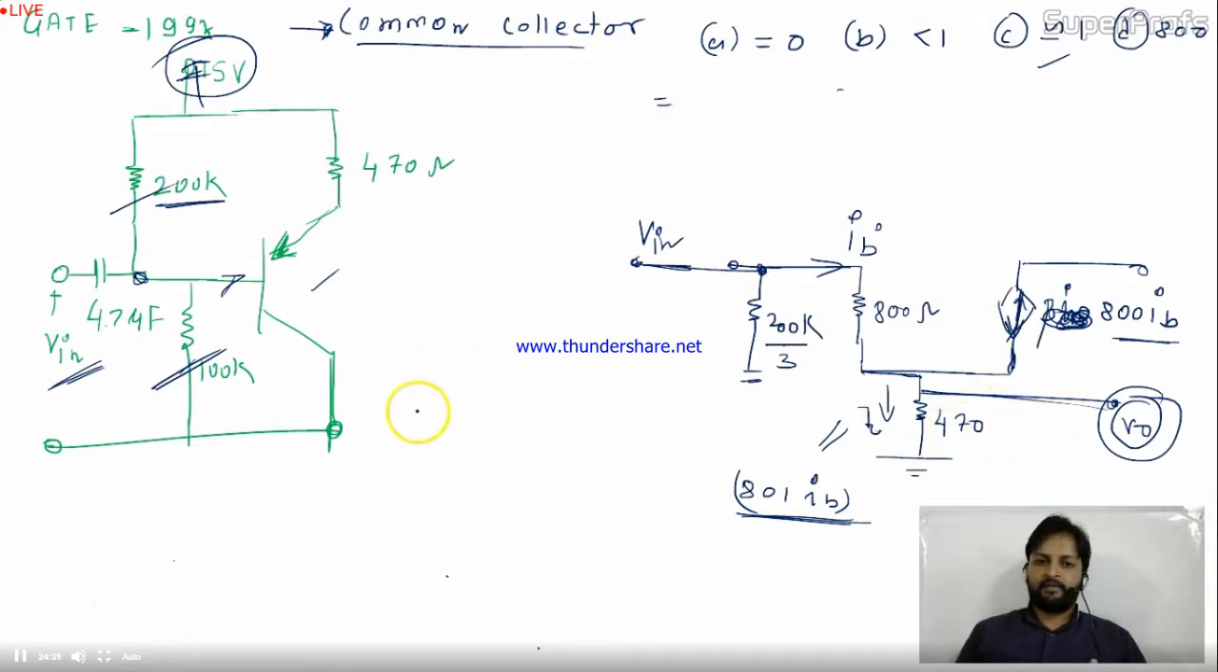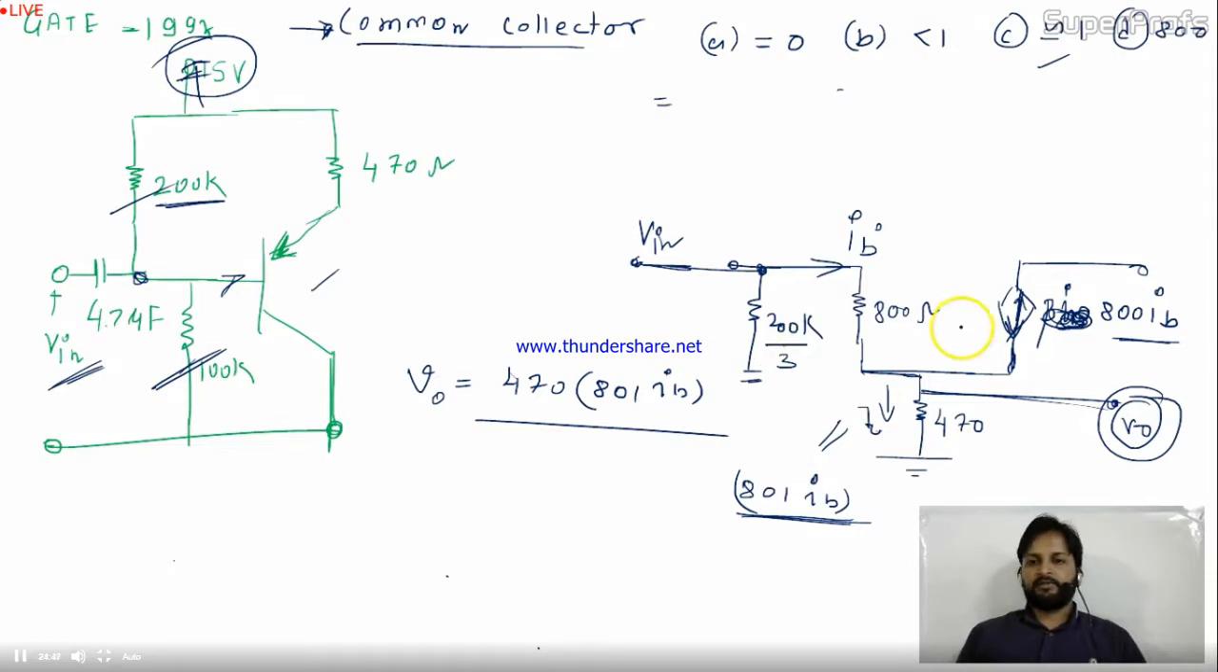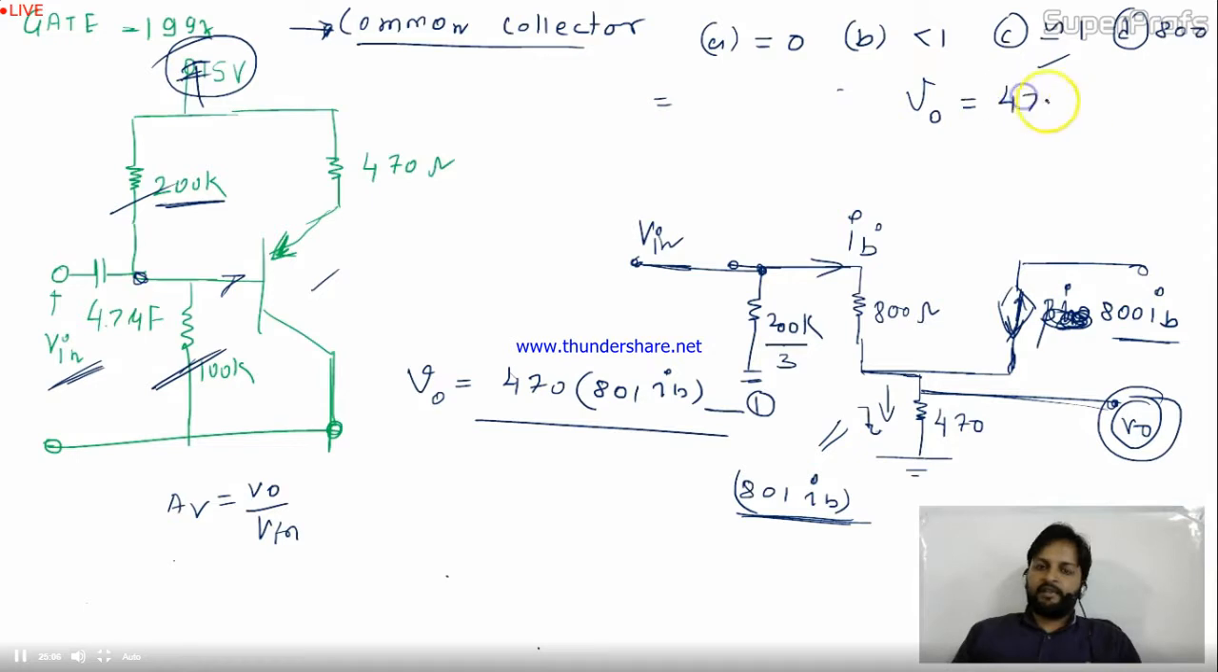for this circuit, V0 will be 470 multiplied with 801 of IB. Is it okay or not? Is it correct? But what are you calculating? You are looking for voltage gain, that is AV. AV is V0 by V in. So the V0 portion is over. Let me write over here. V0 is 470 times 801 of IB.